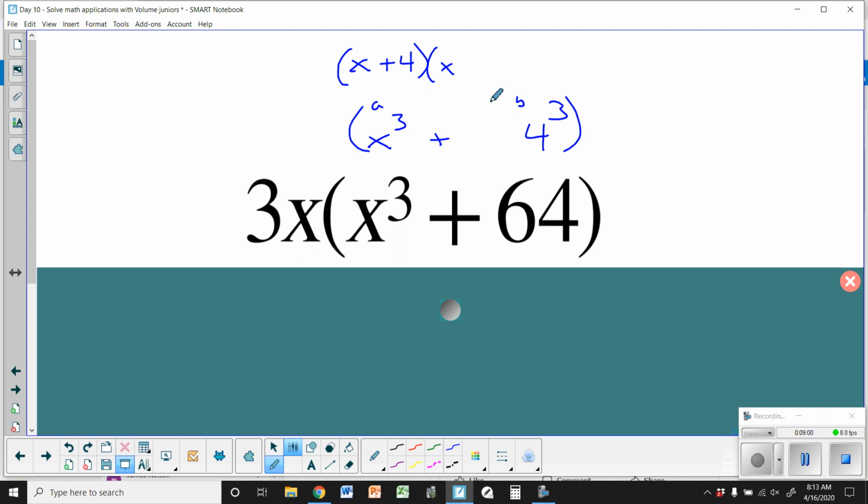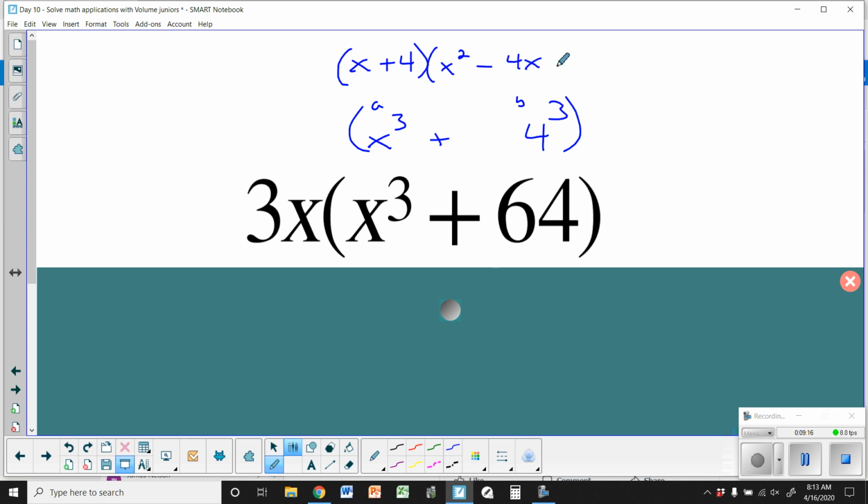B is 4. So it's going to be x squared minus, because if it's a sum, it's going to be plus, minus, plus. So we have x squared minus, so now a times b, x times 4. So that would be 4x.